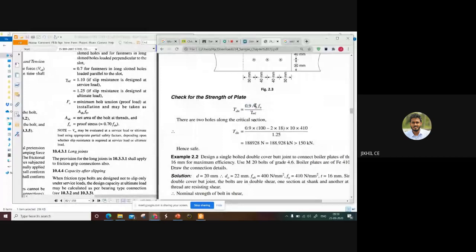This equation is also there in the code. I will show you later. I don't know where exactly it is placed. Okay, so the TDN is equal to 0.9 into AN into Fu by gamma m1.